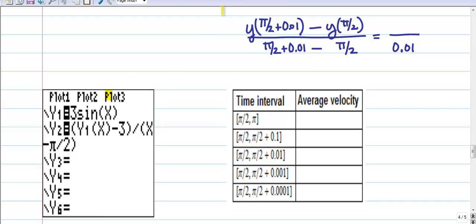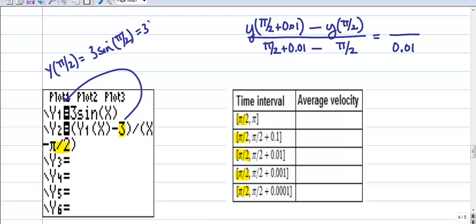What I was going to say is 3 and pi over 2, it's because of this, right? And because of the fact that y at pi over 2 equals 3 times sine of pi over 2. And at pi over 2, sine is equal to 1. And so we get a 3 from that. So that's why those always stay the same.